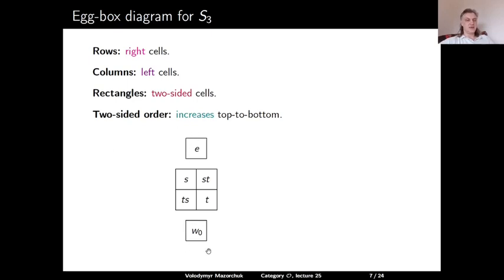And we have a unique maximum two-sided cell consisting of the longest element in the Weyl group, and it's also a left cell and a right cell. And in between, we have a two-sided cell which consists of 4 elements. It has 2 left cells, S and TS, and also ST and T, and it has 2 right cells, S and ST, and also TS and T. So this is a very convenient way to depict combinatorial structure of Kazhdan-Lusztig cells.